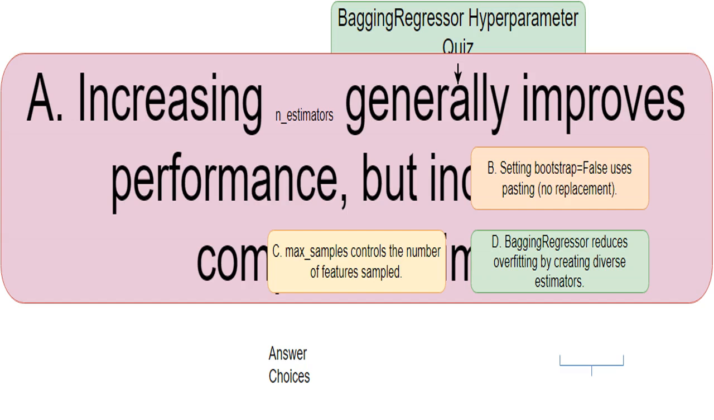I'll explain this. Increasing n_estimators, the number of base estimators, generally leads to a more accurate model because you're averaging the predictions of many models. However, more models mean more calculations, resulting in longer processing times. It's a trade-off between accuracy and speed.